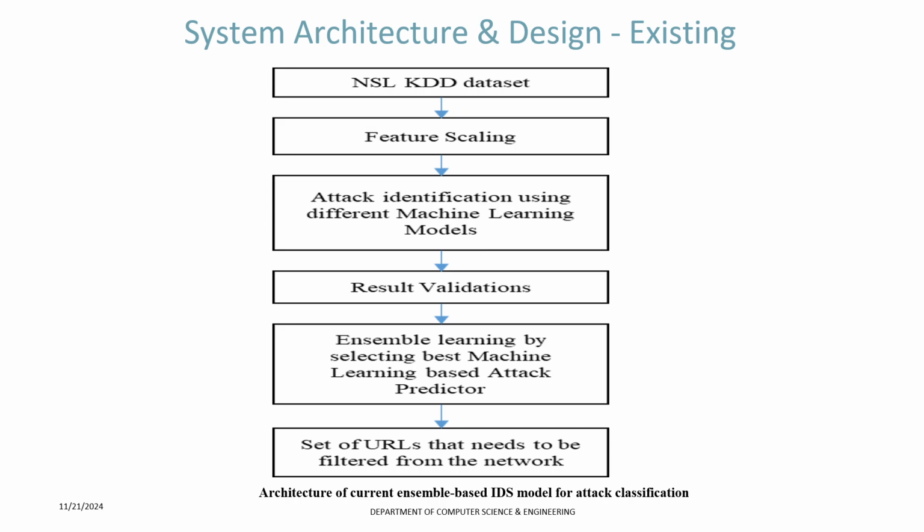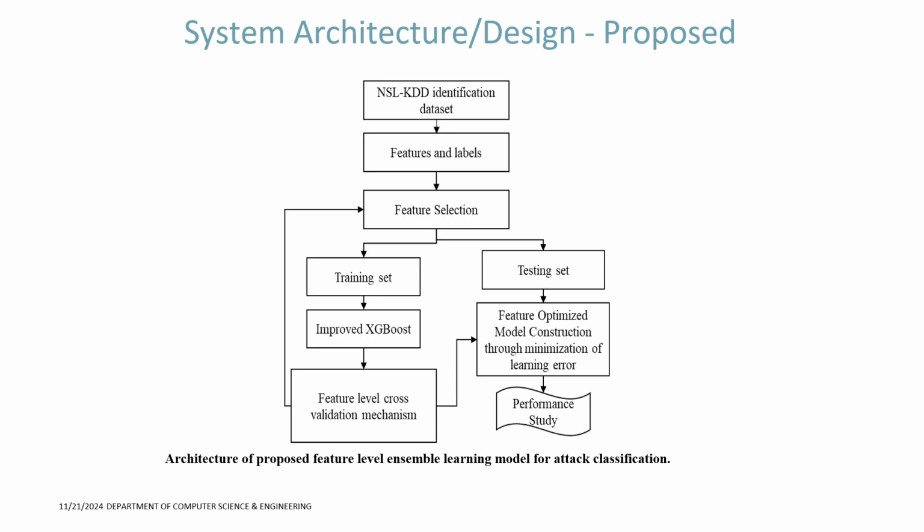How we modified this architecture is that until the feature selection we kept it intact. Then we split it into two sets. One set moves to the training set, and we pass that to the improved XGBoost, which again selects the features, cross-validates this mechanism, and sends that as feedback to the feature selection. It also gives feedback to the feature optimized model, constructed through minimization of learning error. This is the place where we reduce the weight, or optimize this method better.